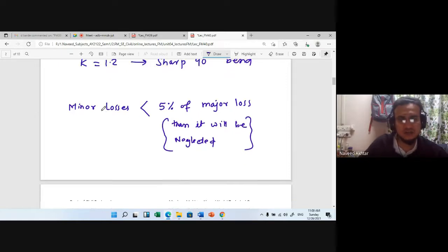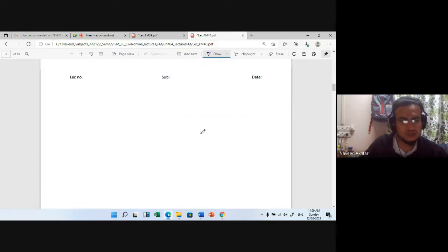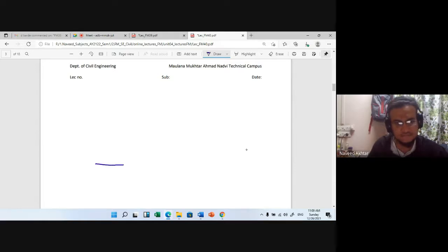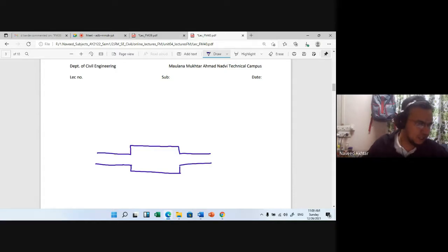Now again you have to draw one figure. That figure is to understand the hydraulic gradient and energy gradient line. So again I will take the two reservoirs. They are connected with different pipelines. So I'll make this pipeline pipe 1, pipe 2, okay, pipe 3, okay, and it is attached with the reservoir.